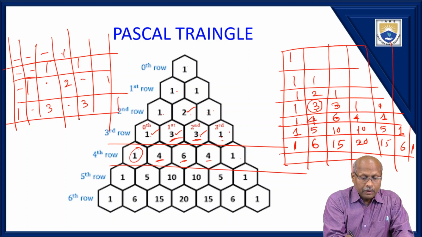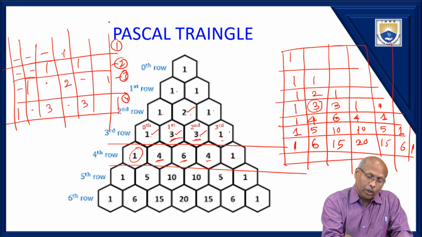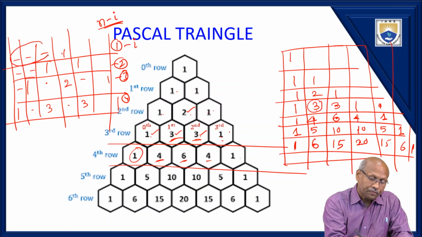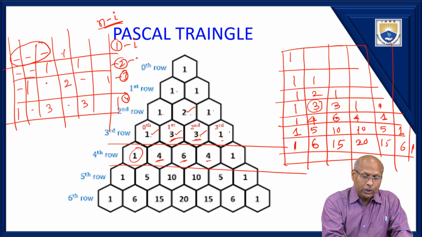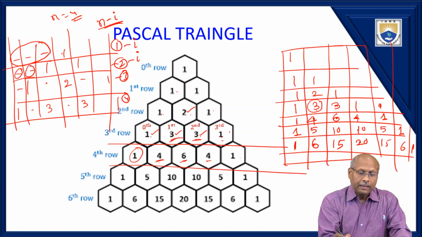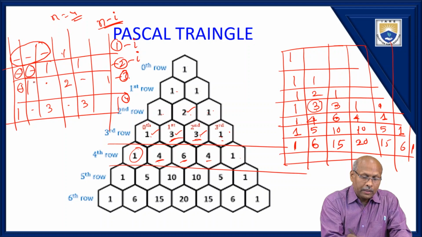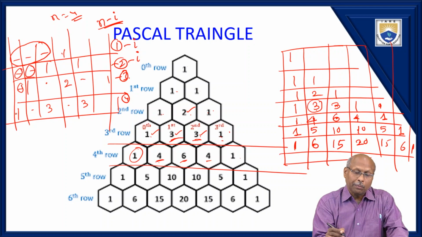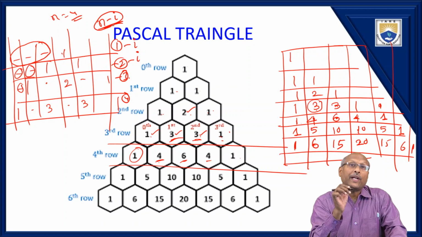That means first row, second row, third row, fourth row. So if n is the total number of rows, the spaces are n minus i, where i is the row number. So that many spaces I should print first. Here 3 spaces. Here i is 2, and my number of rows is 4, so 4 minus 2, that many spaces. Then for 3, only 1 space. When I say 4, 0 spaces. So that means n minus i number of spaces I should print.